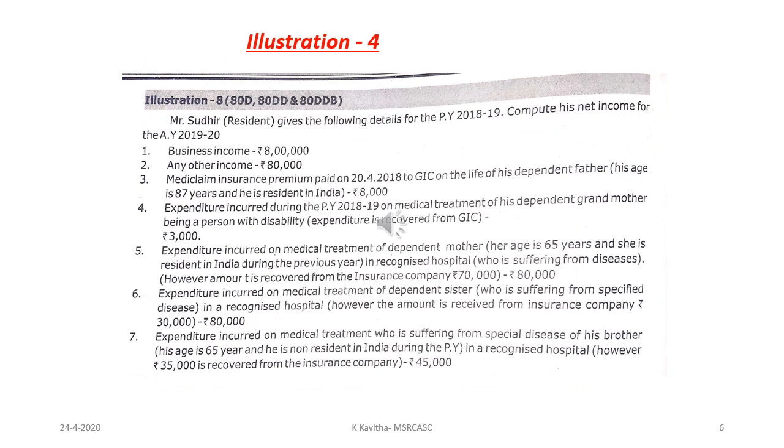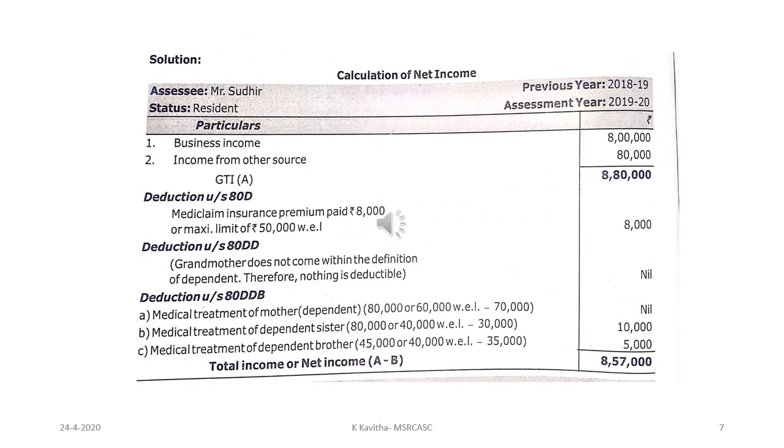This question mainly concentrates on medical insurance and medical treatments and how to do the tax treatment. Just read the question thoroughly and let us understand how to do the tax treatment in this case. In this question, the assessee, that is Sudhir, has provided the details for the previous year 2018-19, and we are supposed to calculate what is his total income for the assessment year 2019-20.